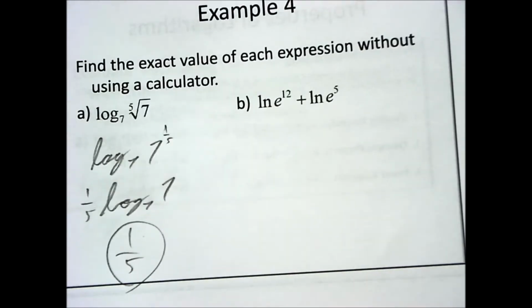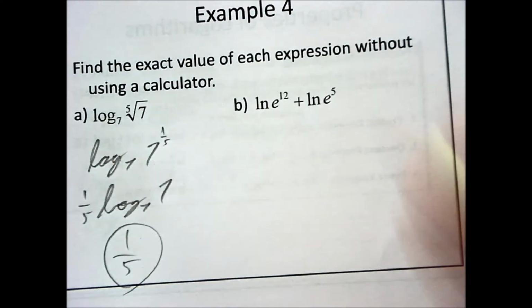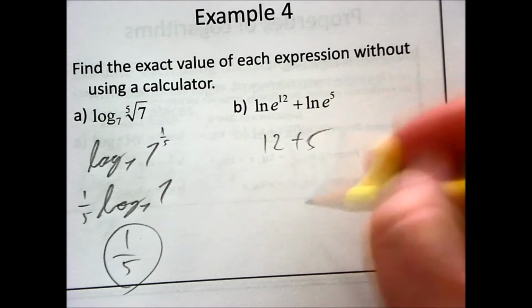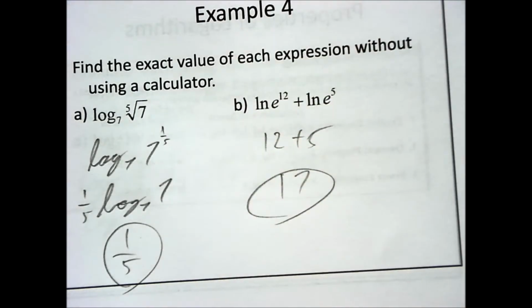What about for the next one? Yeah, you're going to get 12 plus the 5 there, so you get 17.